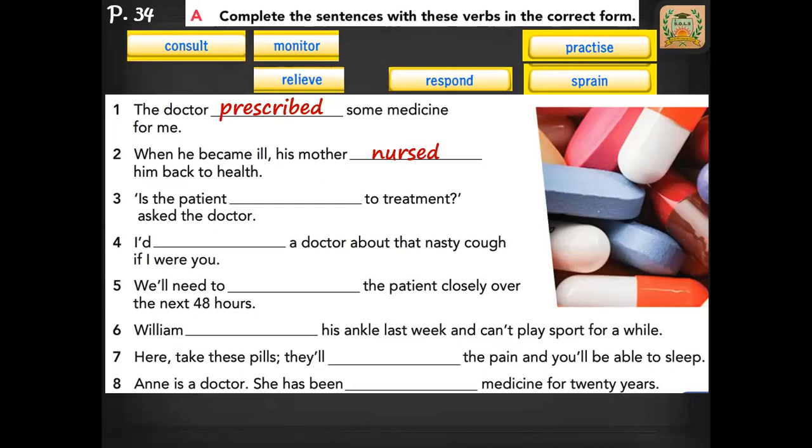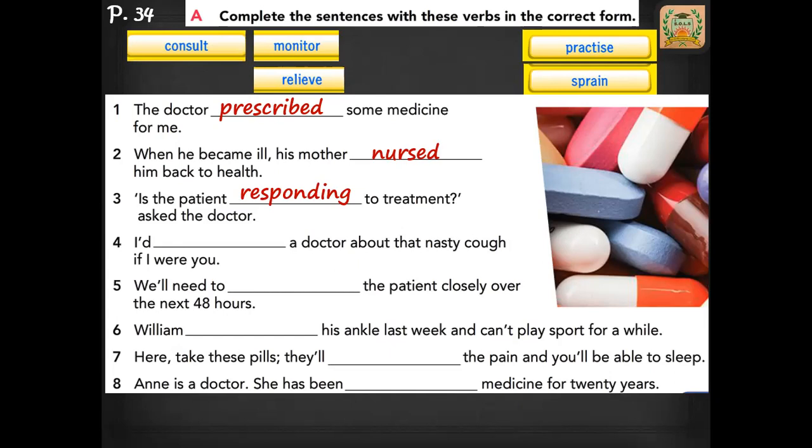Number 3, is the patient to treatment, asked the doctor. Treatment means medicine, the way they are supposed to give him medicine and take care of him. So is the patient responding to treatment? Thank you.